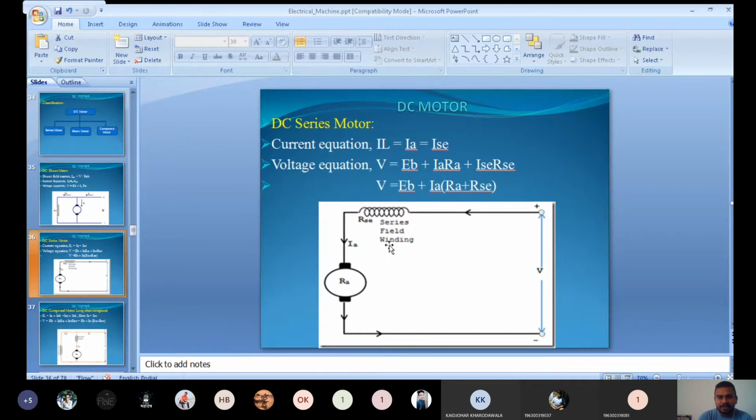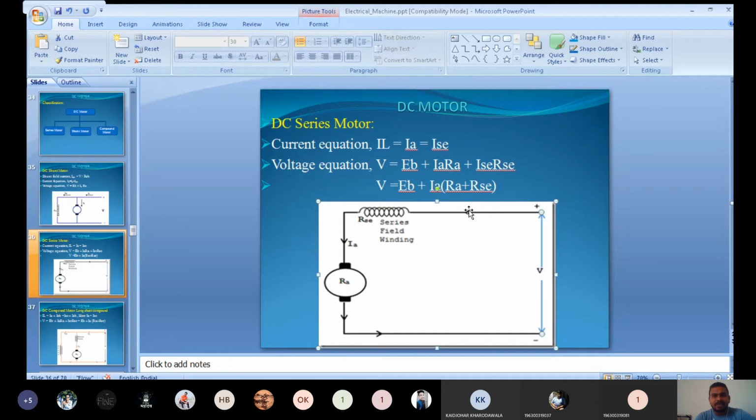Okay, so now what happens? Here the DC supply is given to this DC series motor. As the supply is given, this is the positive terminal, this is the negative terminal, so current is flowing in this direction. So this is the IL, or total line current. Now this total line current is flowing through the series field winding, and then it is going to the armature winding, and then it goes to the negative terminal. So this is the direction of current flowing through this motor.